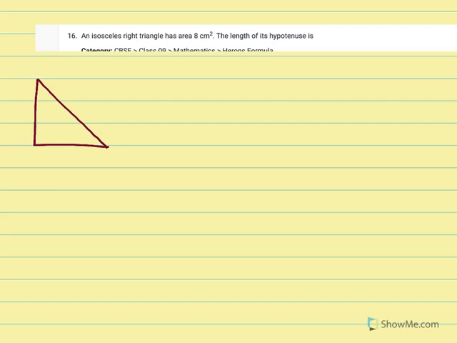An isosceles right triangle. So isosceles means two sides are equal. Right means this is 90 degrees. So this is a right isosceles triangle, and it has an area of 8 centimeters square. So the area is 8 centimeters square.